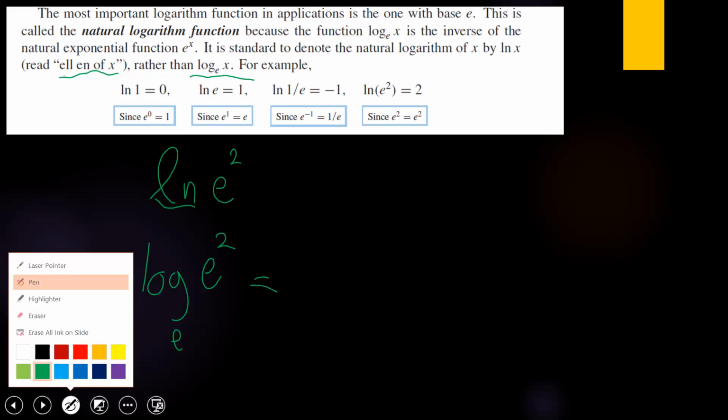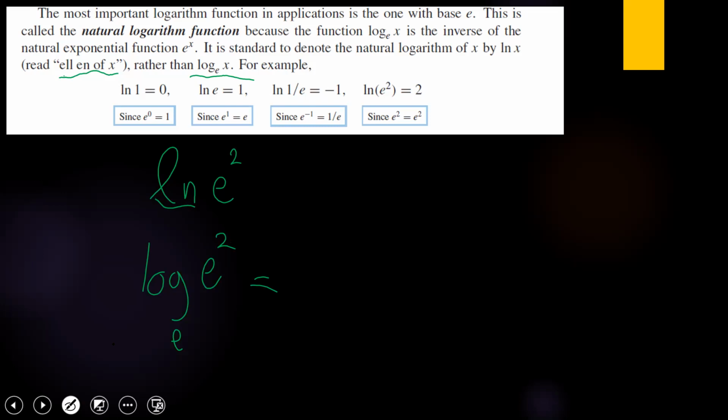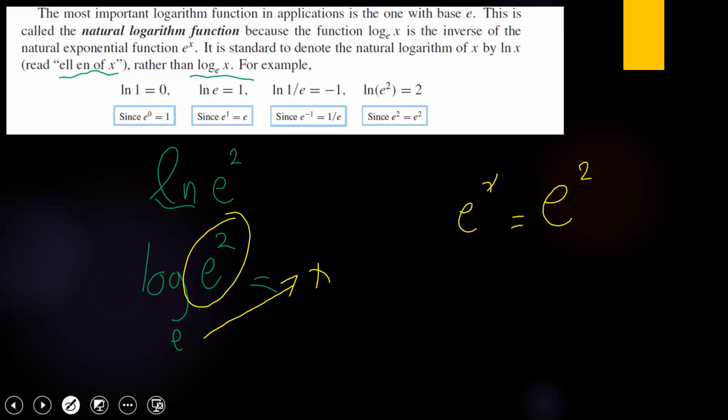Now, how did you solve the logarithm? To solve the logarithm, as we said yesterday, here we have to say it is e to the power x equals e squared. Okay, e to the power x equals e squared. What's the number that if I write it instead of x, I make them equal?